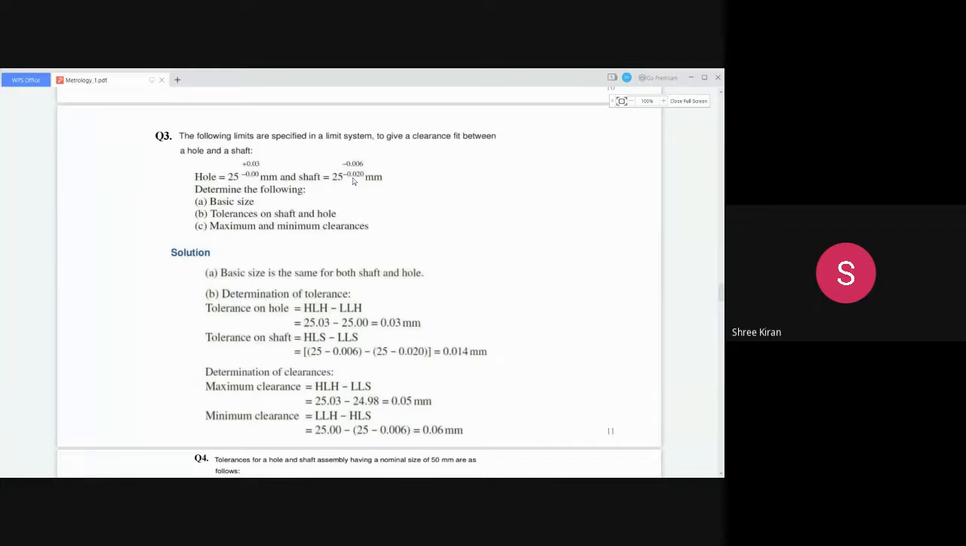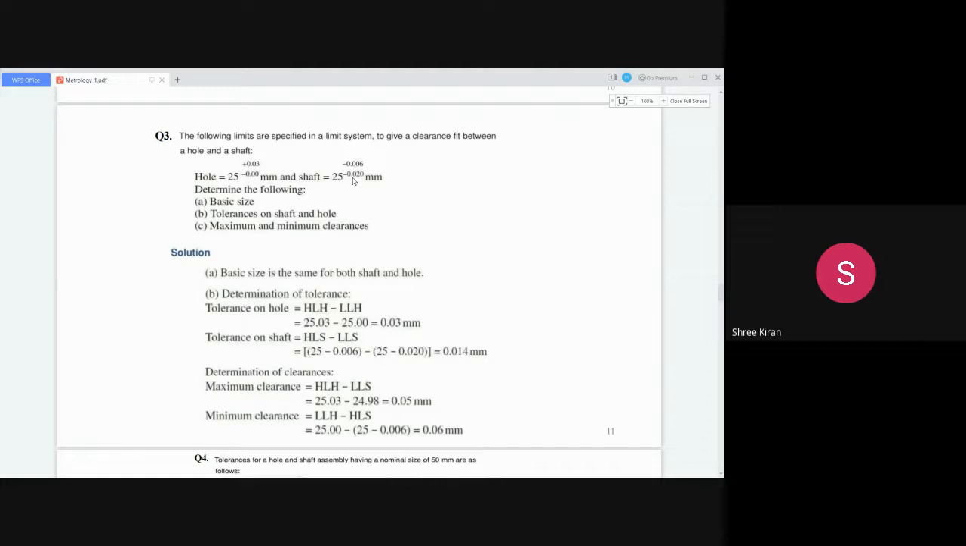Then the tolerance of the shaft is HLS minus LLS, that is 25 minus 0.006 minus 25 minus 0.020. That is higher and lower limit. That is what we are saying over here in the case of the tolerance of the hole and the tolerance of the shaft.